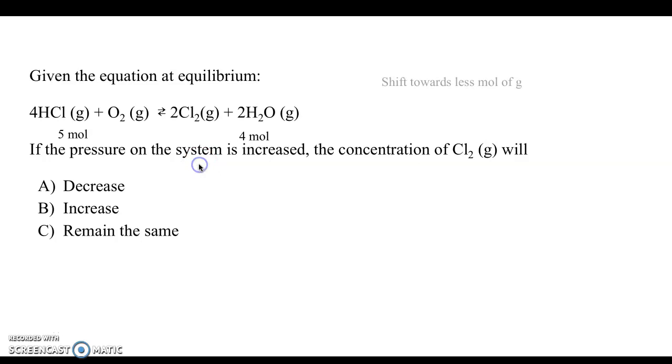Pressure is increased, so we're going to have a shift towards less moles of gas. So in this case, we're going to favor the forward reaction because our forward reaction produces the least amount of gas. This means that we are producing chlorine, so we should see an increase in concentration of chlorine.